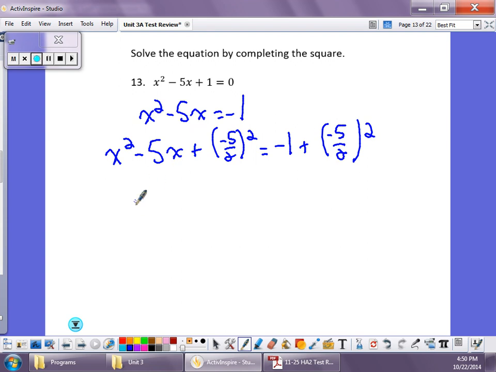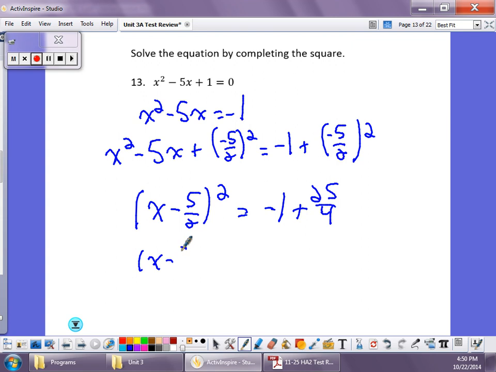So as soon as I do that, I complete the square. This on the left just becomes x plus b over 2, which is negative 5 halves, squared equals negative 1 plus the square of a fraction. You just square the top and the bottom. So that's 25 over 4. I simplify that by making negative 1 negative 4 over 4. So I get x minus 5 halves squared equals, that's going to be 21 over 4.